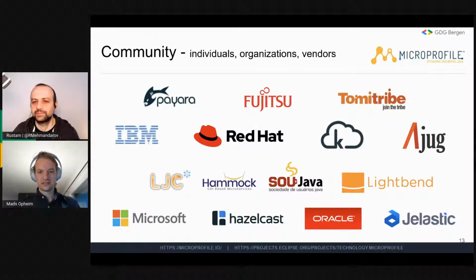So these are the organizations that are part of the MicroProfile community. You can see here both huge organizations like IBM and Microsoft, but also Atlanta JUG, the Java user group in Atlanta, and So Java, which is a Java user group somewhere in Brazil, and smaller companies like Jelastic and Cumulus, which is the K with the cloud. So it's a big mix of things, right?